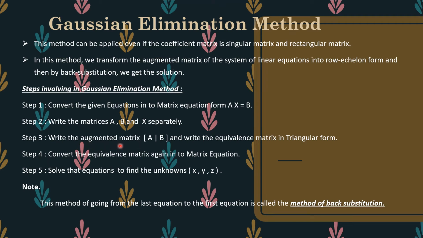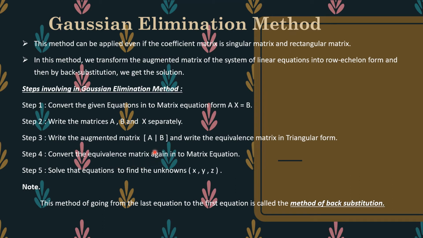Augmented matrix is nothing but a combination of two matrices. That is, we write the two matrices combined into a single matrix, that is augmented matrix A and B, and write the equivalent matrix in triangular form using the row operations. That is how to find the triangular form of the augmented matrix. In step 4, convert the equivalent matrix again into matrix equation. That is why it is called the back substitution method.